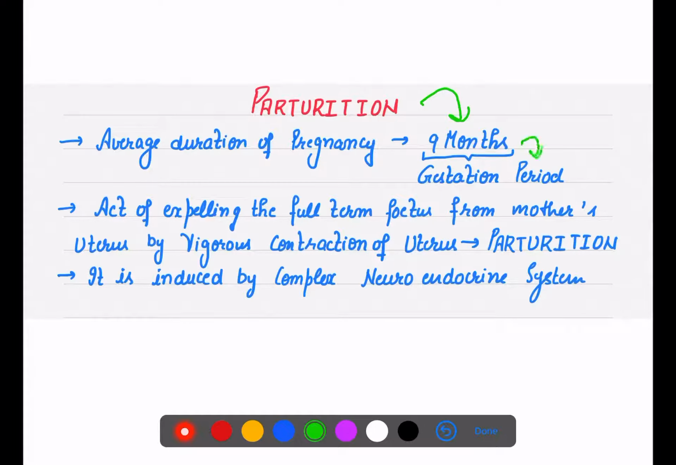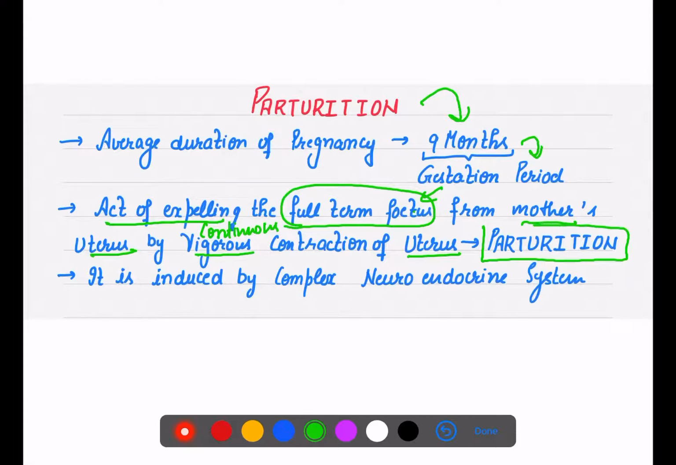What is 9 months? That period is called gestation period. Now the act of expelling, the process of expelling the full term fetus, from embryo we have now shifted to fetus, from the mother's uterus by vigorous, continuous contraction of the uterus. This process is called parturition.